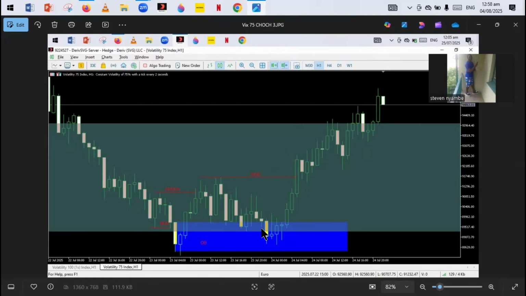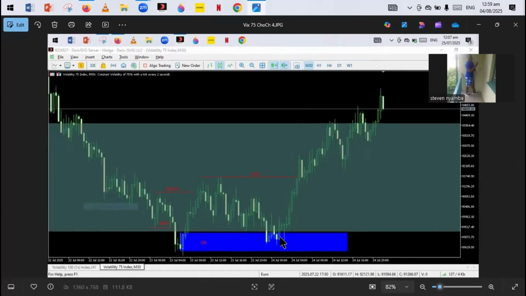Look at what happened when price mitigated this order block. I mean, it tapped in and then it gave us an inverted hammer and started pushing up. Look at that move that emanated from this order block. So it's a very, very powerful strategy.